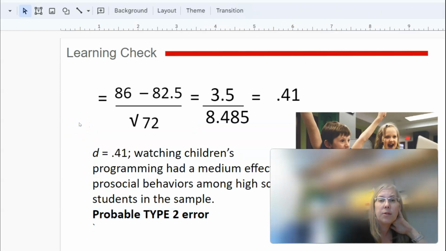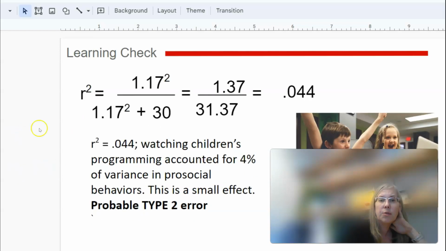The alternative to Cohen's d is r squared. r squared is t squared over t squared plus degrees of freedom. Our t was 1.17, so we take 1.17 squared and divide it by t squared plus our degrees of freedom. Then we get 0.044, which is about 4% of the variance explained, which is a small effect. Also, since there is an effect and we failed to reject the null, that's a probable type 2 error.